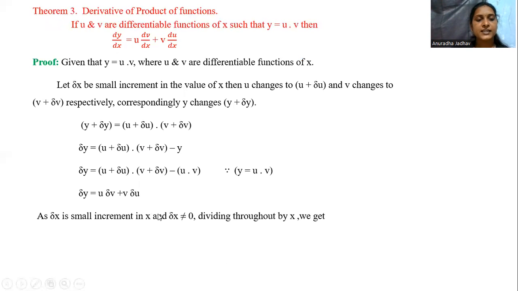As delta x is the small increment in x and delta x is not equal to 0, dividing throughout the equation by delta x, not only x, delta x. Therefore, we can write delta y upon delta x is equal to u into delta v upon delta x plus v into delta u upon delta x. And here is a missing term, delta u into delta v. Write down here, delta u into delta v divided by delta x.